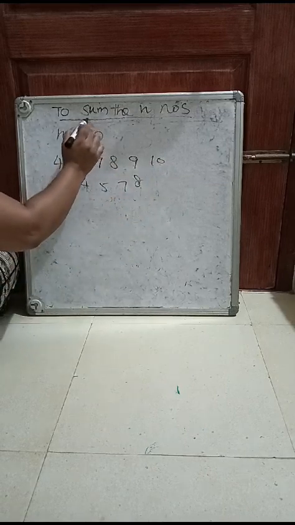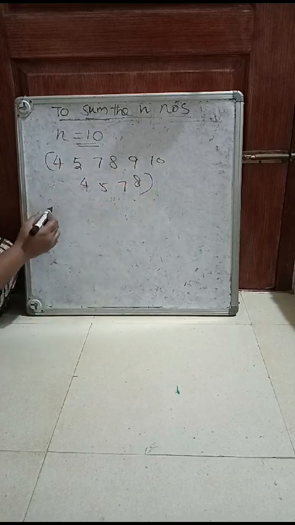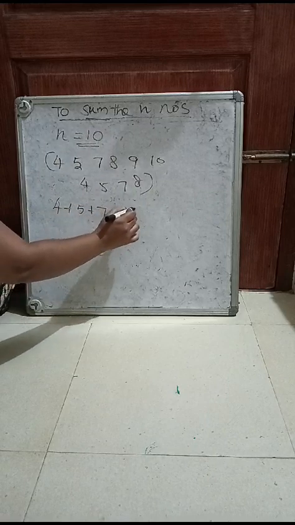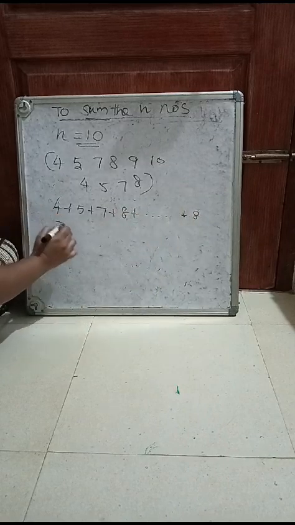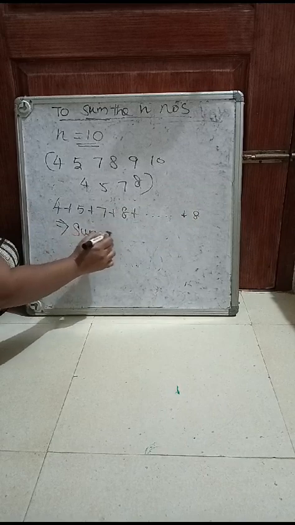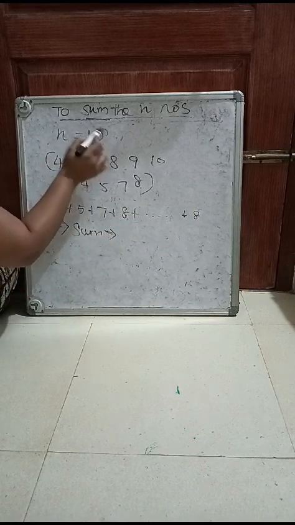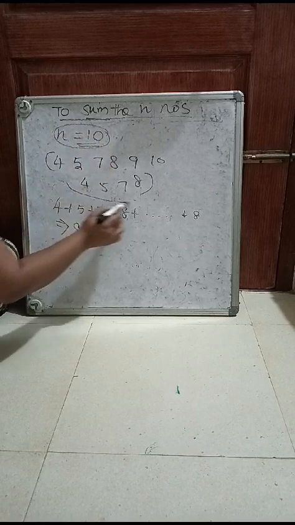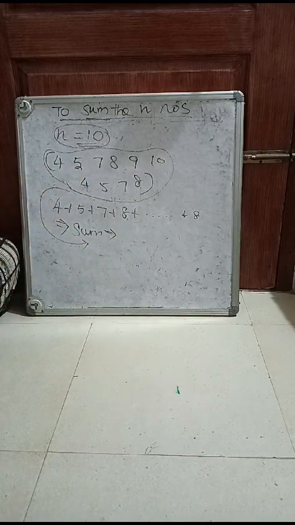Now my task is to sum the n numbers, which means 4 plus 5 plus 7 plus 8 and so on. It must be added and the total value, that is the sum value, should be returned. Okay, this is my task. So the value of n is 10 and I am going to sum the n numbers and return a single value as a result.